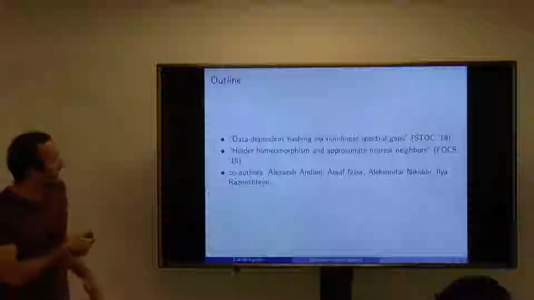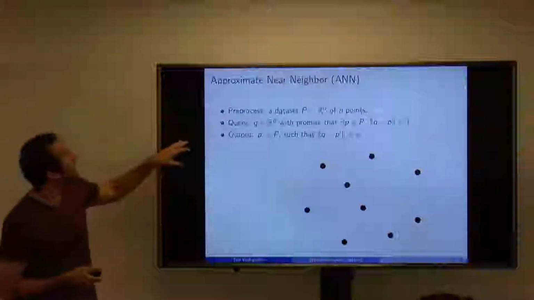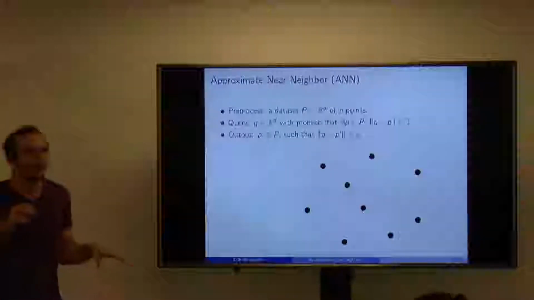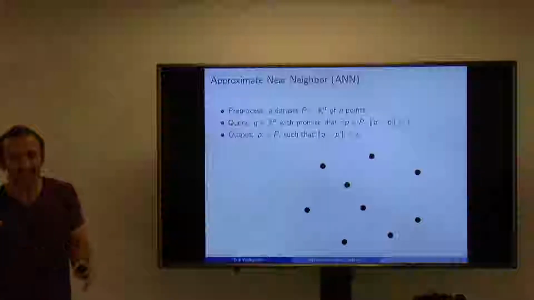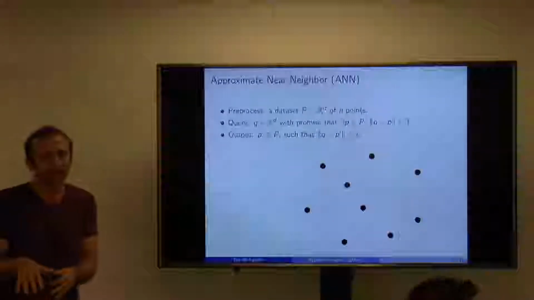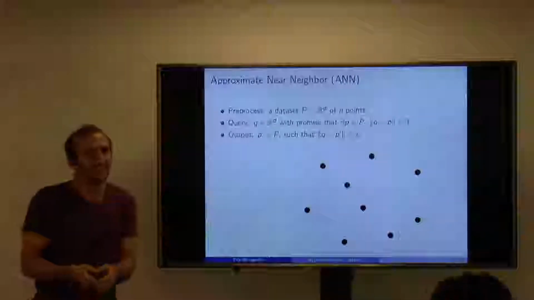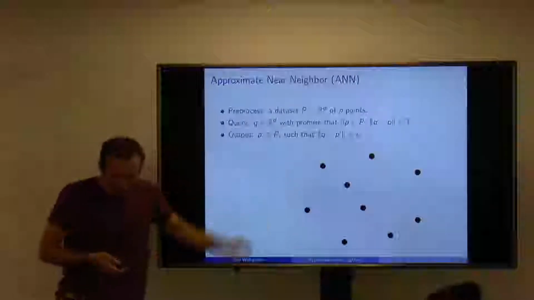I'll first set up the main algorithmic problem we'll be solving, the approximate near neighbor problem, which I'll abbreviate as ANN. This is a data structure problem that takes place in some metric space. For us, we'll focus on norms. So the problem is as follows. We'll receive a data set P, some subset of R^d of n points. So think about some points like these.